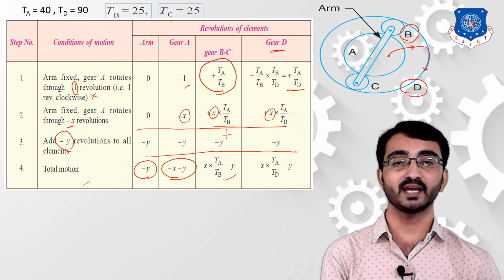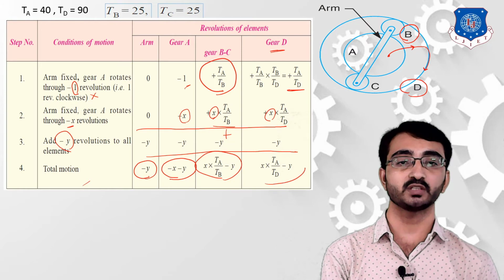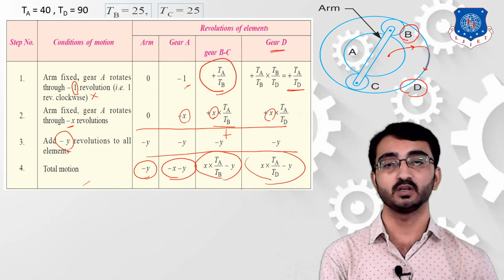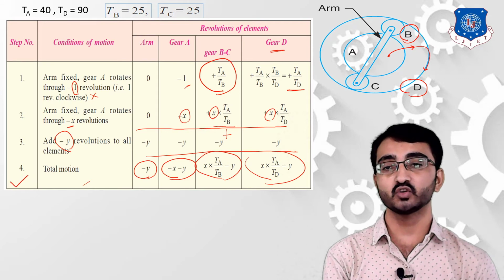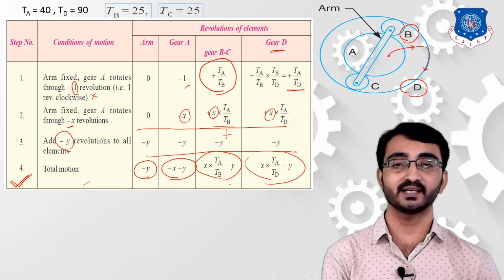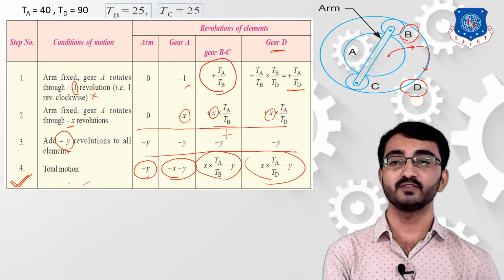Similarly you can add row 2 and row 3 for the third and fourth column also. From this method we are able to get the total motion, that is your row number 4, which is very important in the case of an epicyclic gear train. Now we will use this fourth row for our total motion equation and we will solve this numerical.